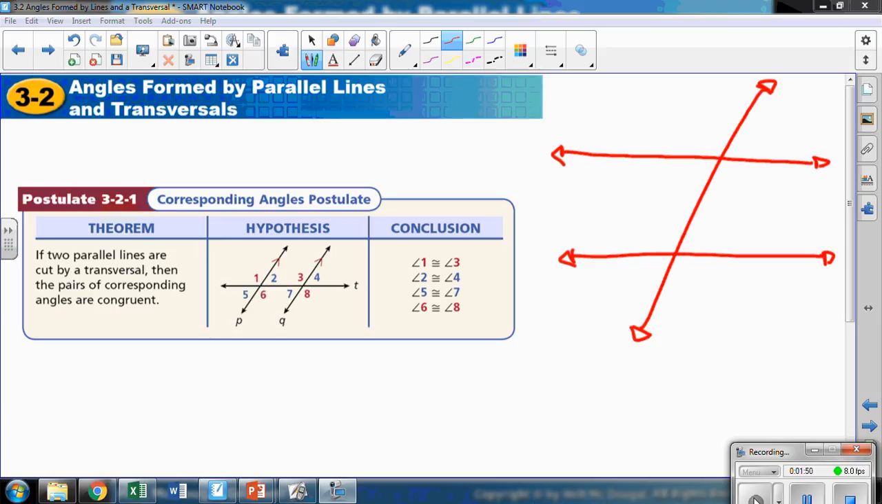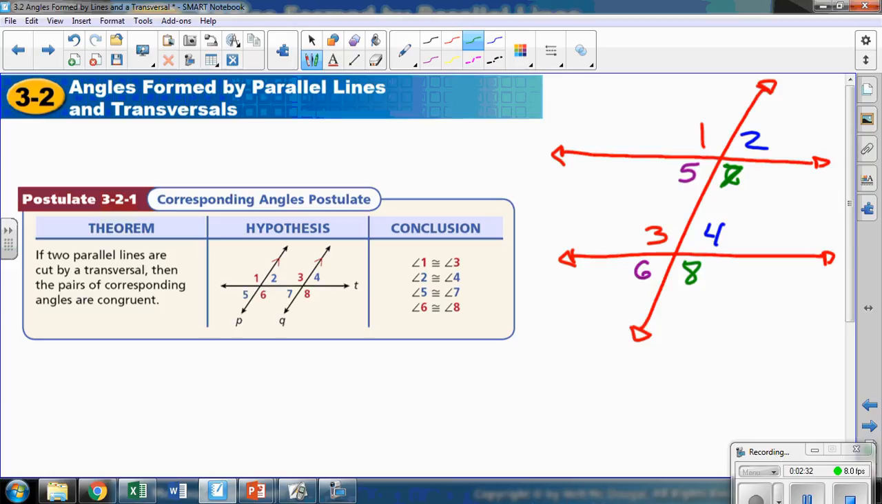So this angle number 1 has to be the exact same size as angle number 3. Additionally, angle number 2 has to be the exact same size as angle number 4. Top left will be congruent to top left. Top right is congruent to top right. Bottom left is congruent to bottom left. Bottom right is congruent to bottom right. And the order in which you label the angles doesn't really matter. It's about having corresponding angles congruent.